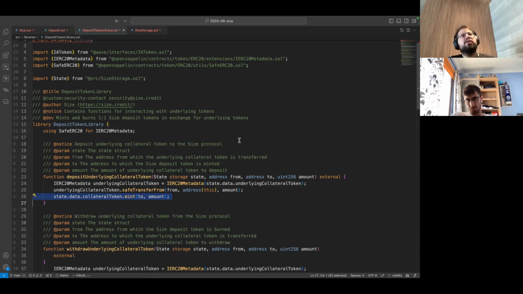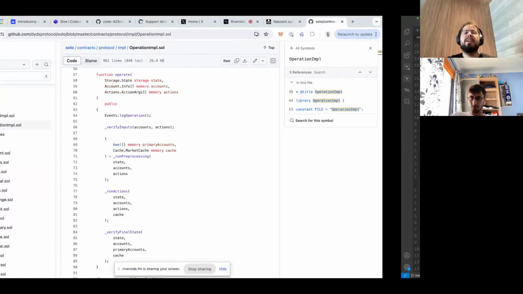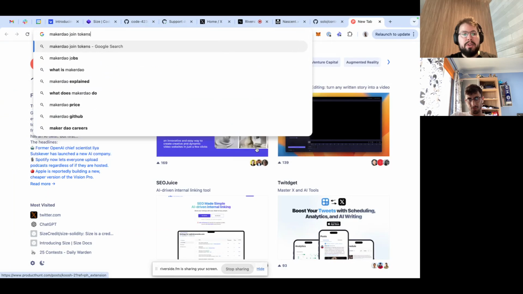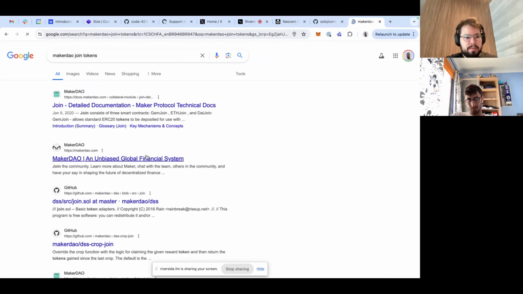So this was also another idea that we took inspiration from others. This is a huge aggregation of inspirations, and this is what I think developers should do: pick the good ideas from others and then try to add other good ideas. There's a post about this somewhere that I don't know where. I'll try to find it. Something like MakerDAO join tokens. Yeah, I won't find it.